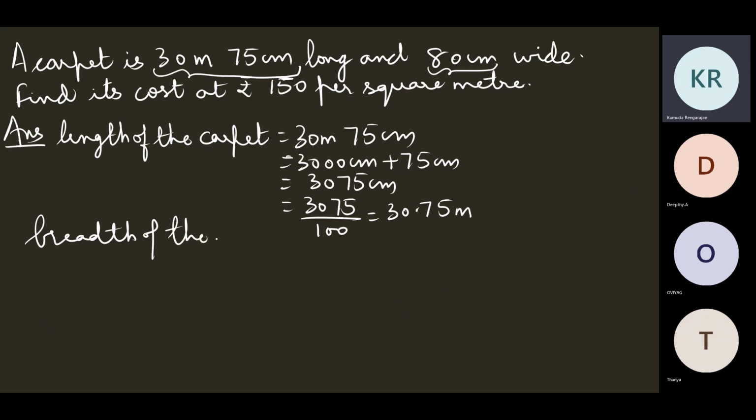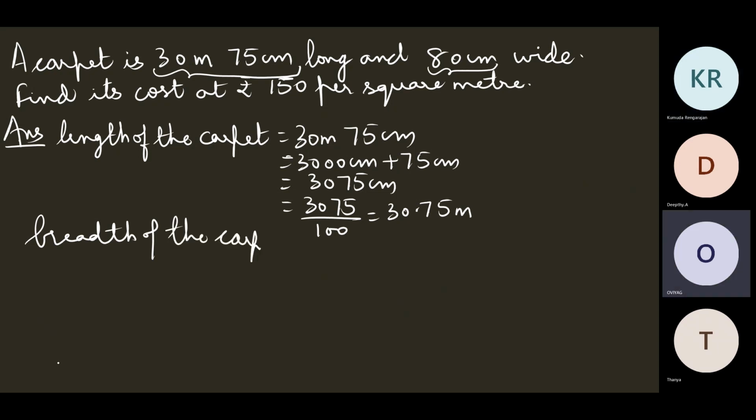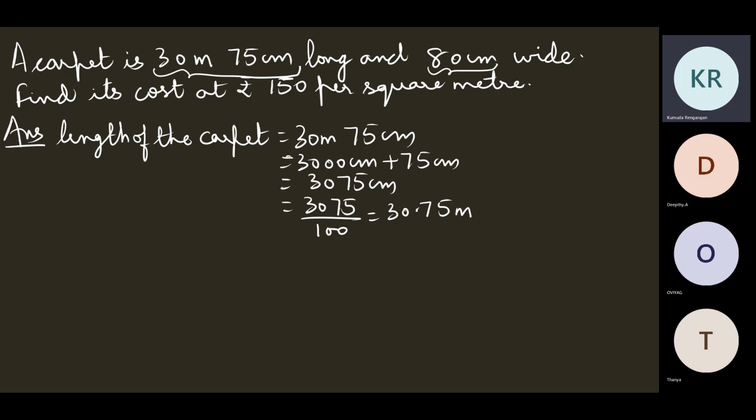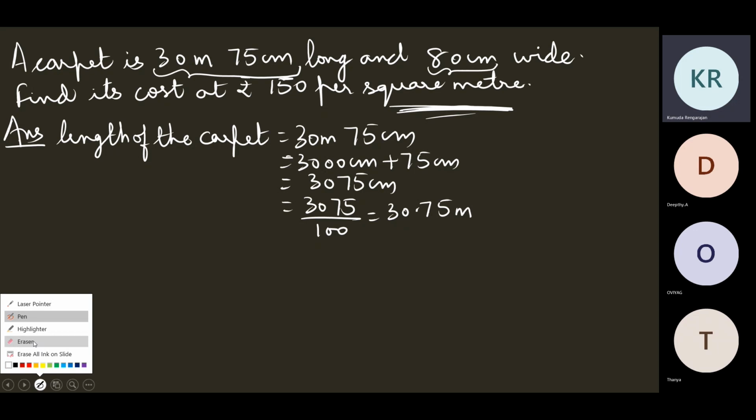Breadth of the carpet. Excuse me, ma'am. Ma'am, I converted the meter into centimeter, ma'am. Is it okay? No, because you should find the cost at rupees 150 per meter square. The cost is given per meter square. Since the cost is given per meter square, you need to have the length and breadth in meters.